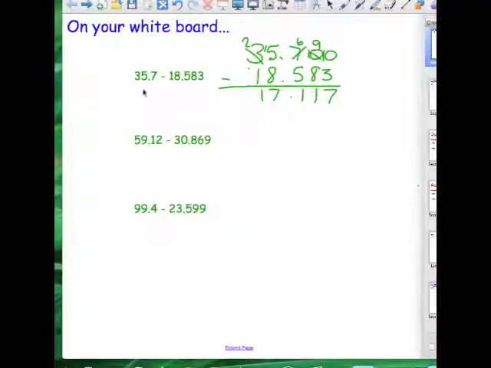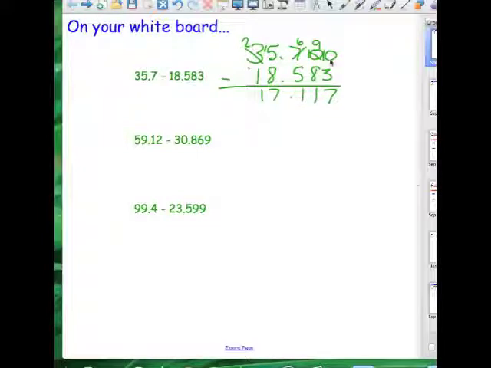So we're going to write 35.7 minus 18.583. Now we have to remember to add zeros when there aren't numbers in those places. First we're going to borrow from the 7, which makes that a 6, carry over the 1, cross out the 10, which makes it a 9, and carry the 1 over, which makes that 10.